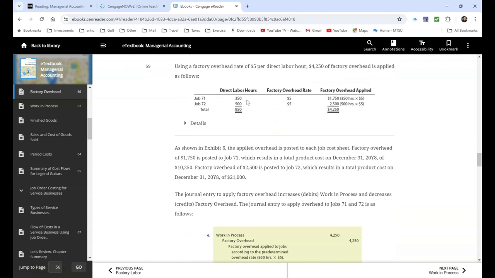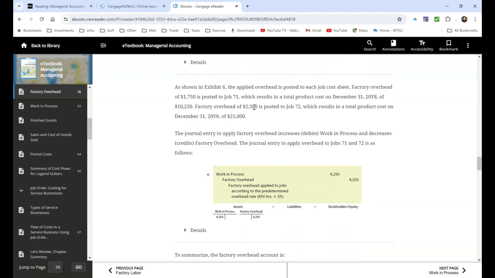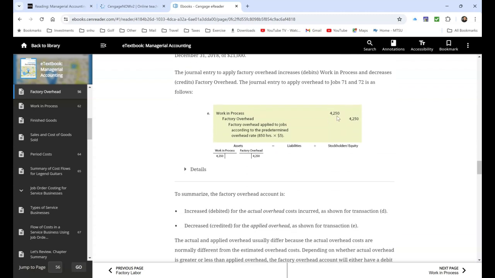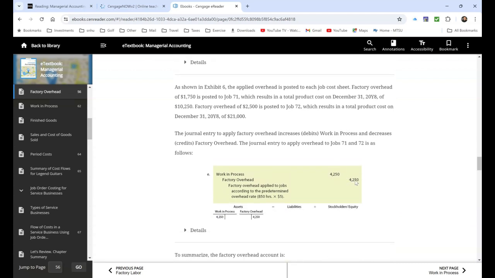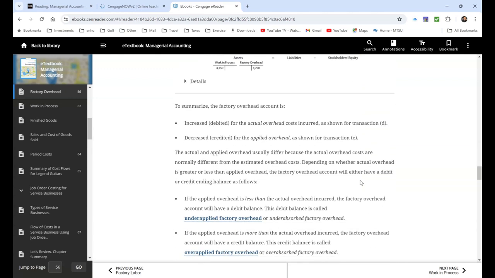So direct labor hours are 350. So you're going to allocate $5 for every direct labor hour. So you're going to allocate $1,750 of factory overhead to job 71. Same thing with job 72. Again, if you had overhead costs that you could directly attribute to this job, you would want to allocate those. So here you would add that 4,250 to work in process, and you would credit the factory overhead account.